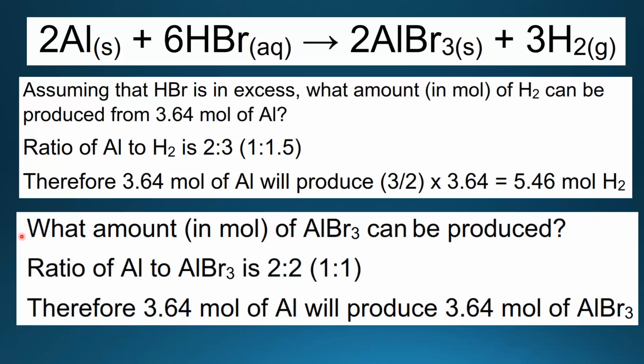And our final question, under the same conditions, that means the hydrogen bromide is in excess, what amount in moles of aluminium bromide can be produced? We look at the ratio of aluminium to aluminium bromide, and we can see it's a 2-to-2 ratio, and you can simplify that to 1-to-1. Therefore, 3.64 moles of aluminium will produce the same amount, that's 3.64 moles of aluminium bromide.